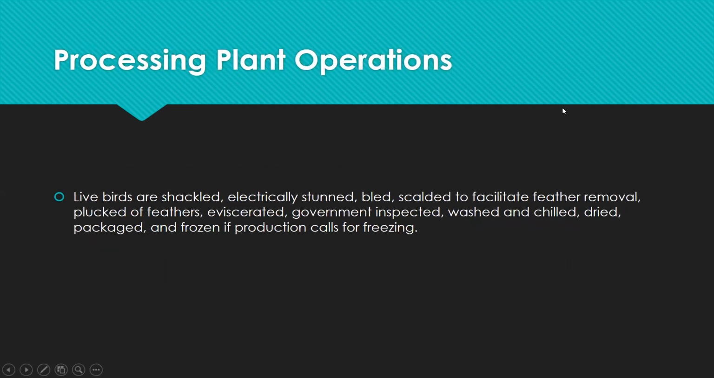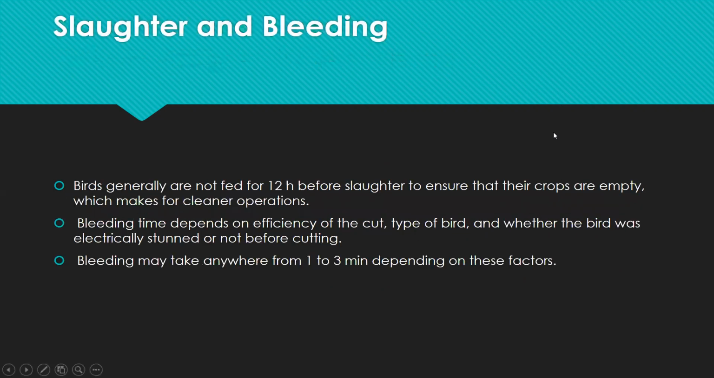So coming to processing and plant operations. Live birds are shackled, electrically stunned, bled, scalded to facilitate feather removal, plucked of feathers and eviscerated. They are government inspected and then washed and chilled. Then they are dried and packaged and frozen if production calls for freezing. So now we'll be discussing each step.